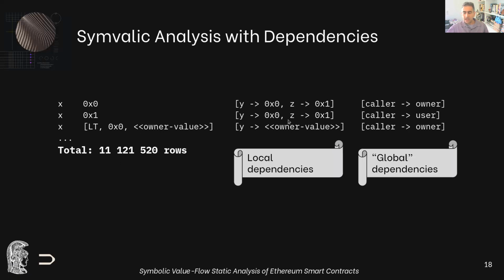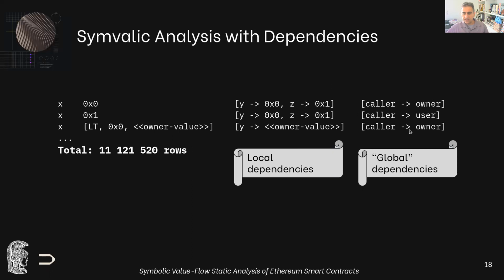The dependencies are of two different kinds. There are local dependencies that are only valid inside the function, and there are global dependencies, for lack of a better name. We actually try to associate them with transactions, like who is the external caller, but also what are the public entry point arguments when the contract started executing.